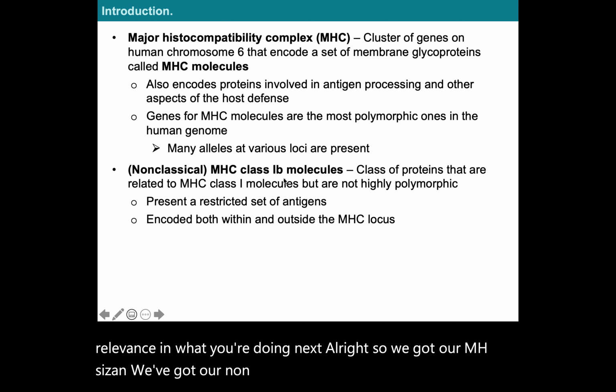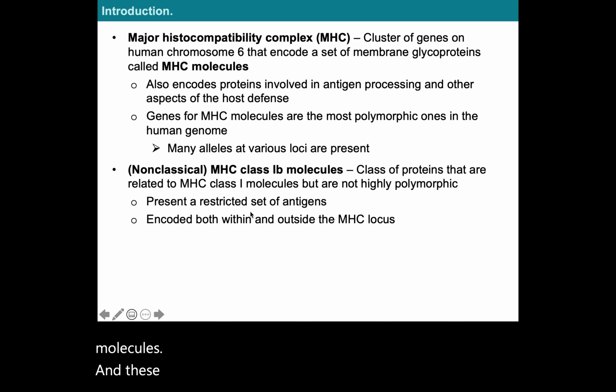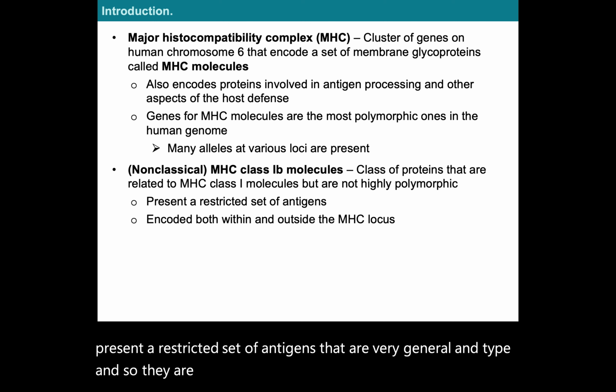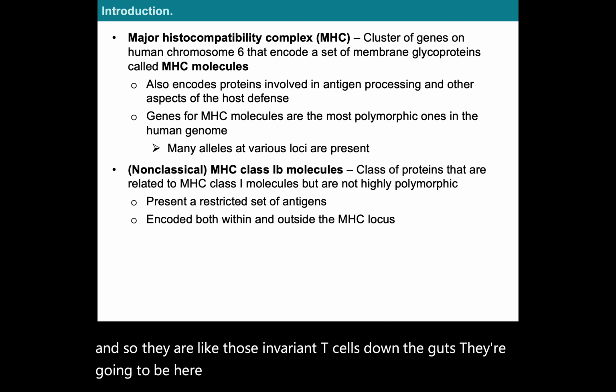All right, so we got our MHCs and we've got our non-classical, remember, MHC class 1b molecules. And these are, again, sort of limited diversity, and they're going to present a restricted set of antigens that are very general in type. And so they are like those invariant T cells down in the gut. They're going to be here to generally keep you healthy against really common recurring kinds of threats.